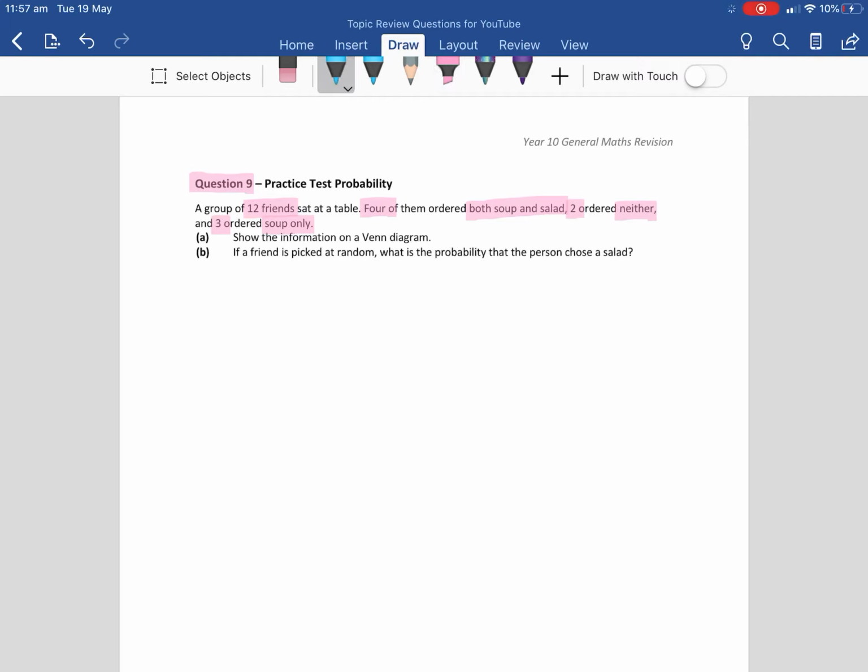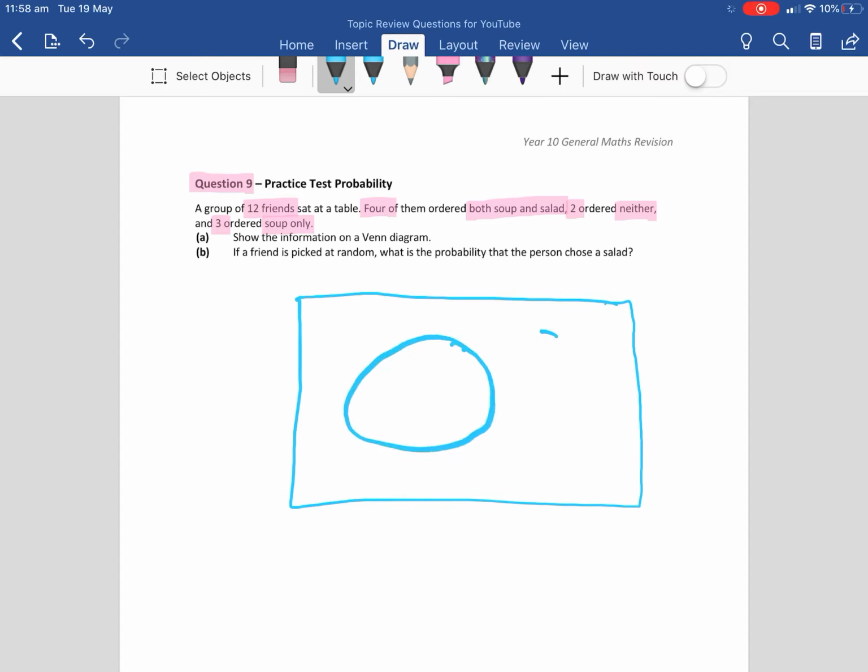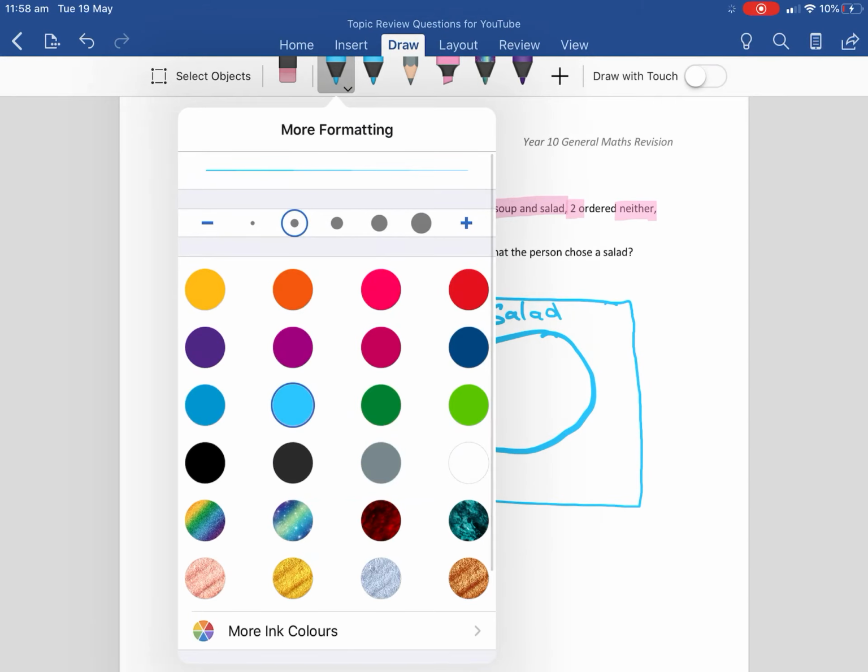So the first thing I would do here, okay, show a Venn diagram, we need to make sure we put it in a rectangle. We have 2 options, soup or salad, so we're going to put 2 circles and label them soup and salad. Okay, now I'll grab another colour.